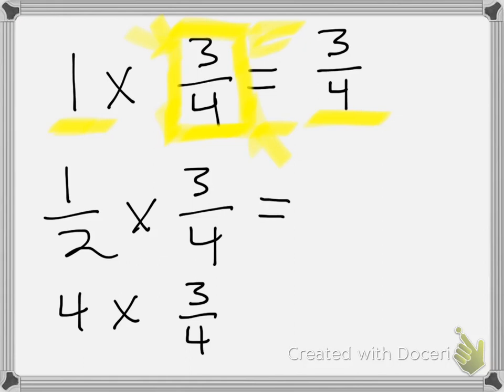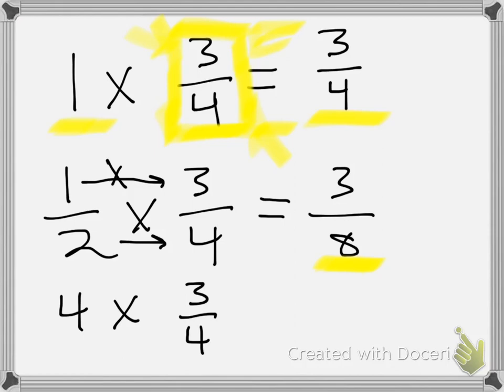We have 1/2 times 3/4. Well, if I know how to multiply quickly with fractions, I know that I'm going to multiply the top, 1 times 3, which is 3, and 2 times 4, which is 8. 3 over 8. Okay, we're going to look at our product.